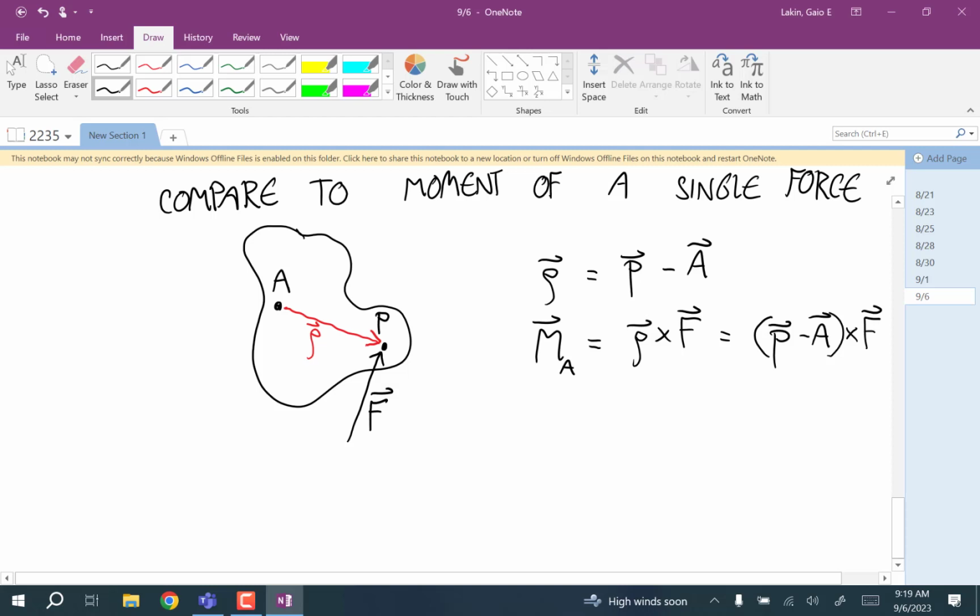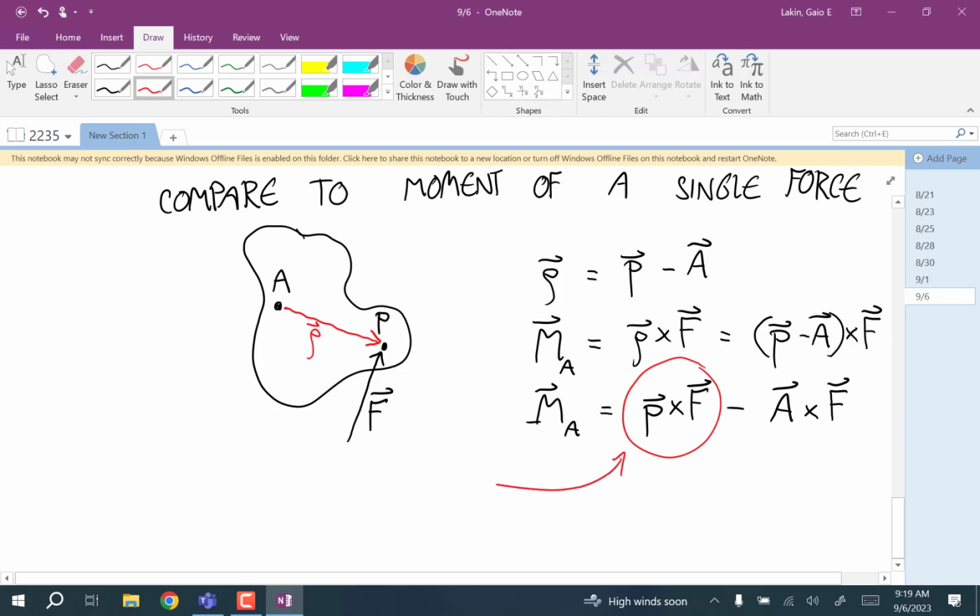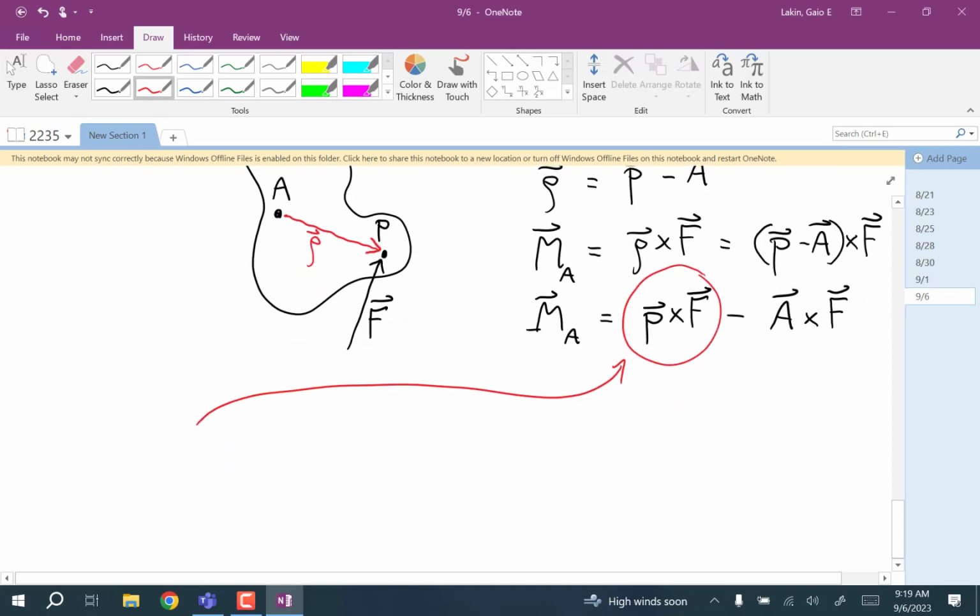Okay? And then you can distribute through that cross product, and you get that the moment is equal to the coordinates of where the force is applied, crossed with F, minus the coordinates of the about point crossed with F. Okay? So there's no denying, there's nothing canceling this. The moment of a force depends on that P. There's nothing you can do about it.